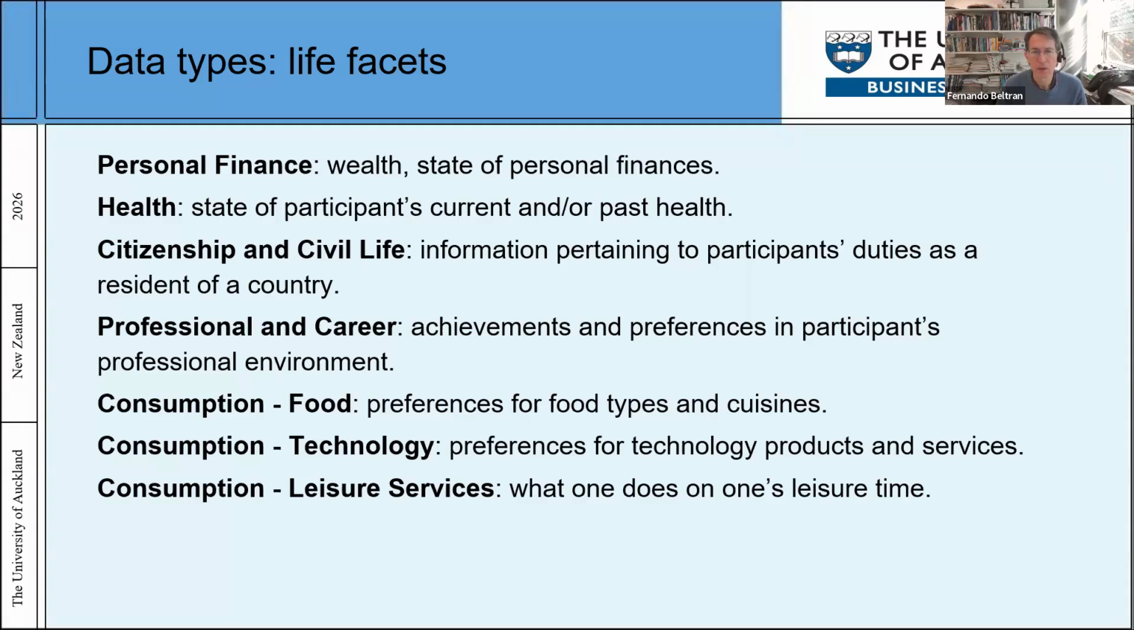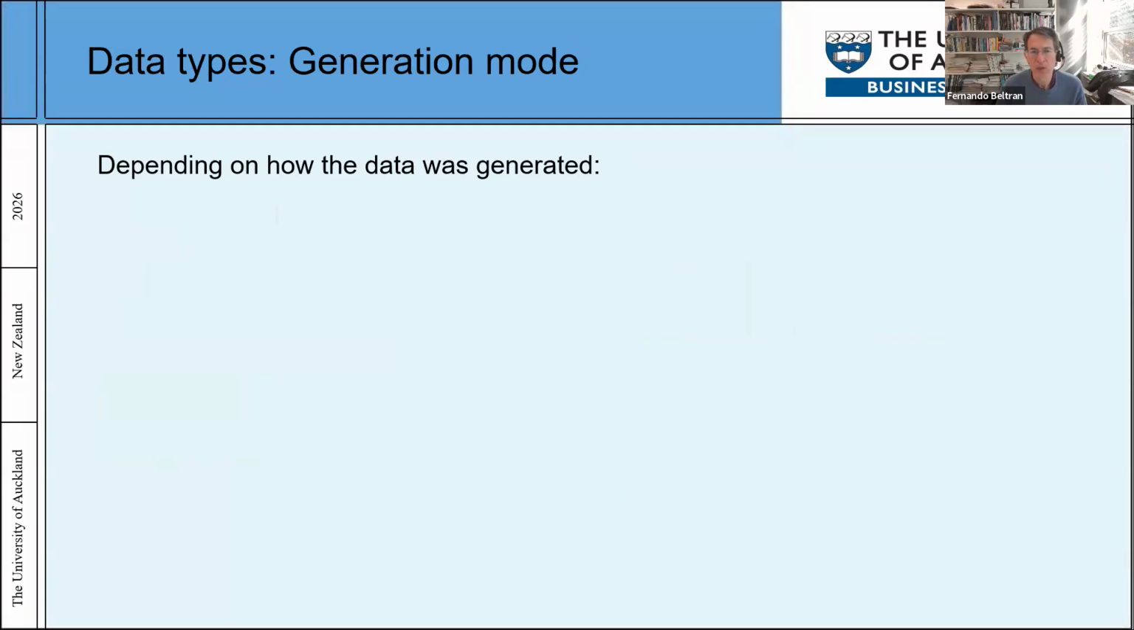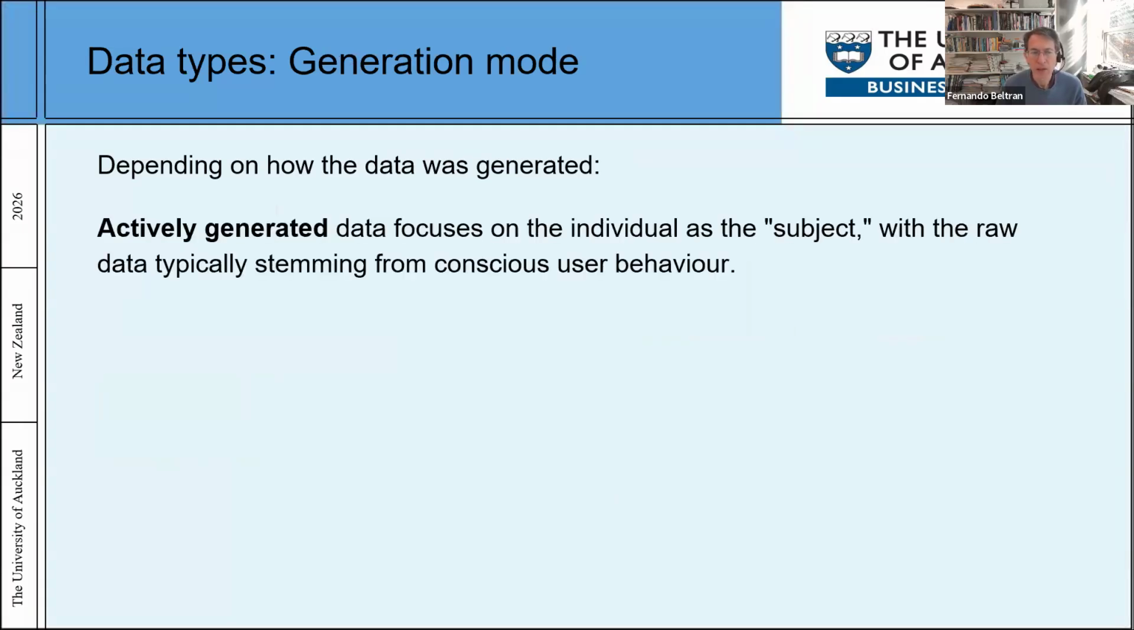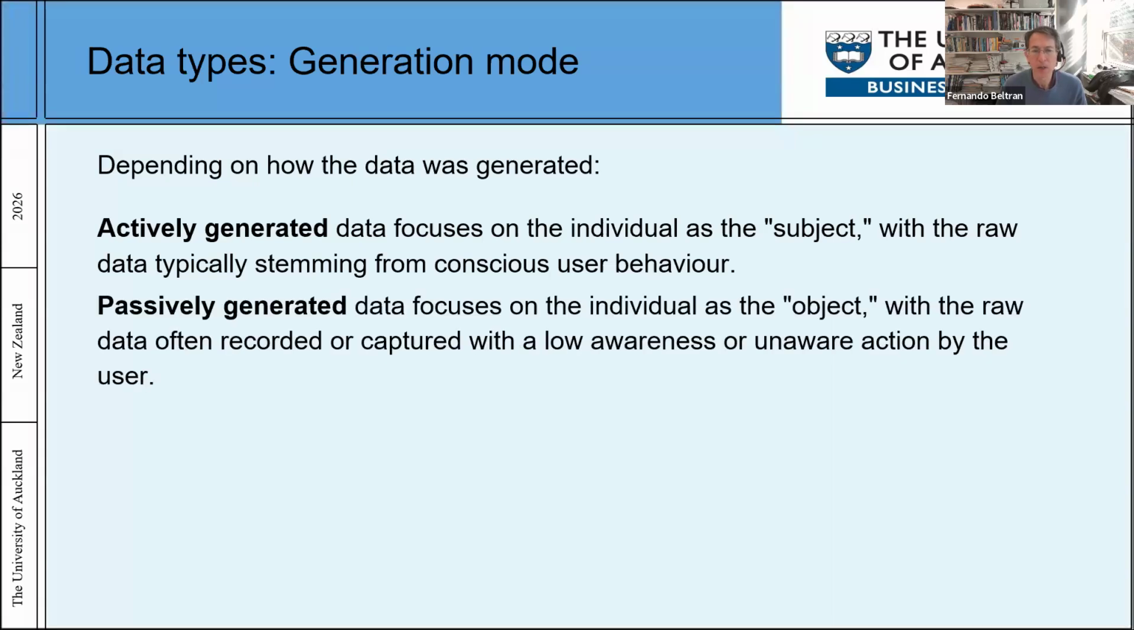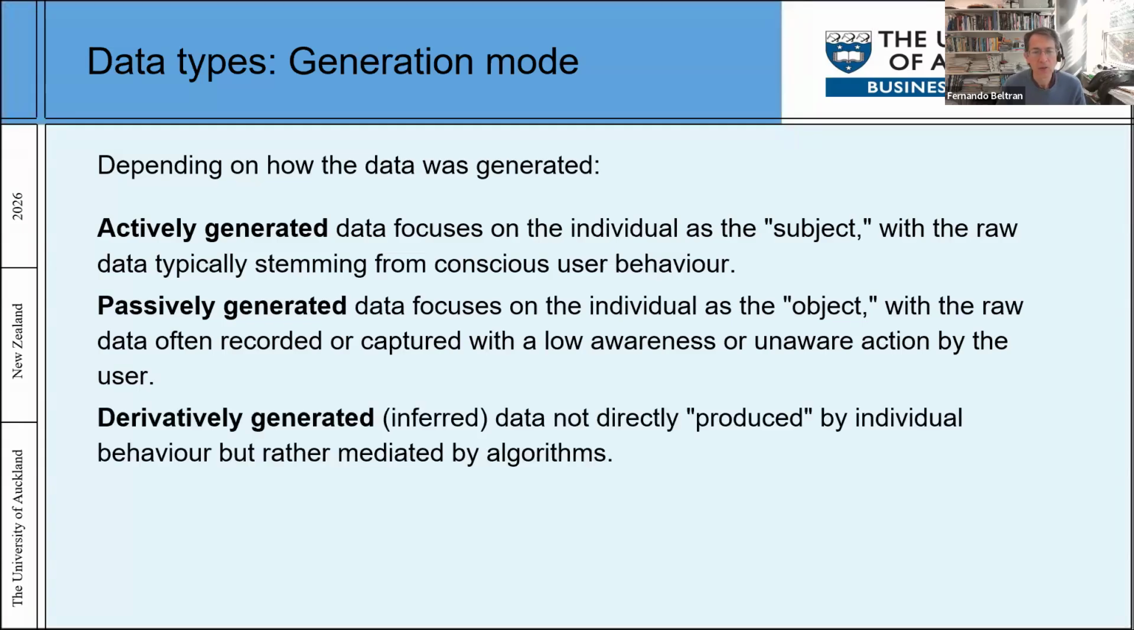But not only that, it could also be approached as the mode in which the data is generated. So we have actively generated data, where we think of the individual as a subject and the data stems from conscious behavior, or passively generated, where the focus is on the individual as an object and the data is being recorded or captured with low awareness of such actions. It can also be derivatively generated, and that's something that happens when algorithms are applied and data is produced by observation or recording of the individual's behavior.